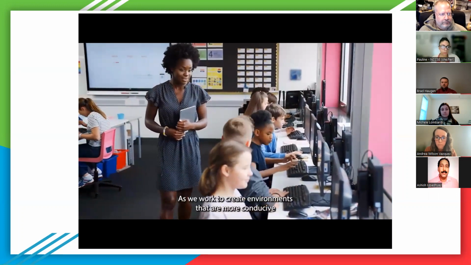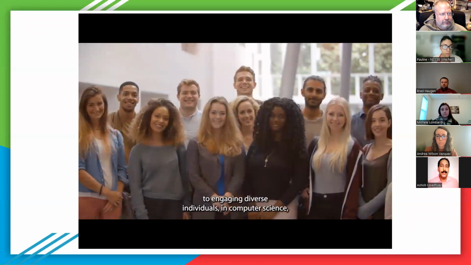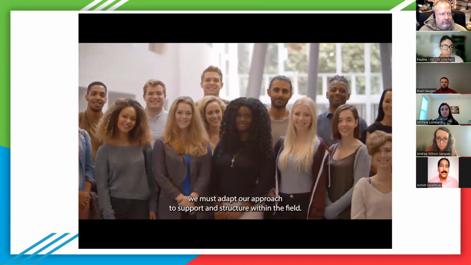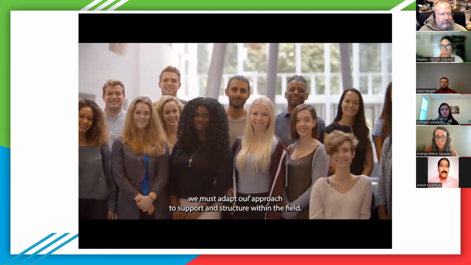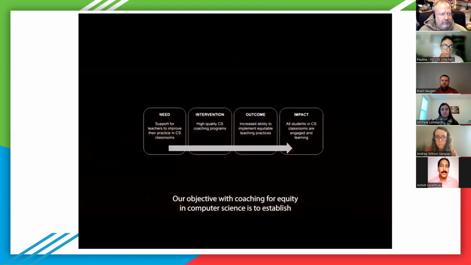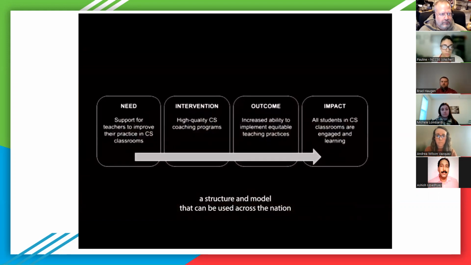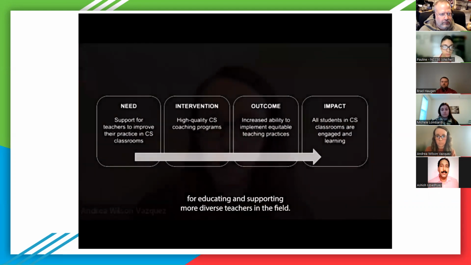As we work to create environments that are more conducive to engaging diverse individuals in computer science, we must adapt our approach to support and structure within the field. Our objective with Coaching for Equity in Computer Science is to establish a structure and model that can be used across the nation for educating and supporting more diverse teachers in the field.